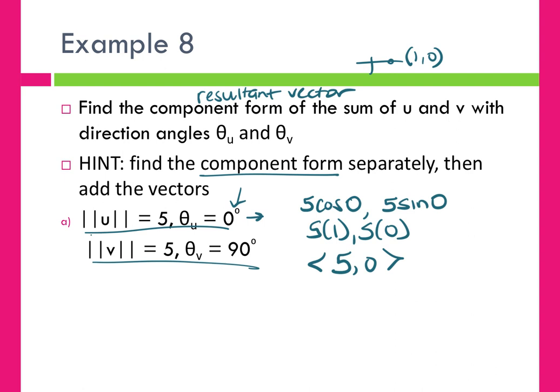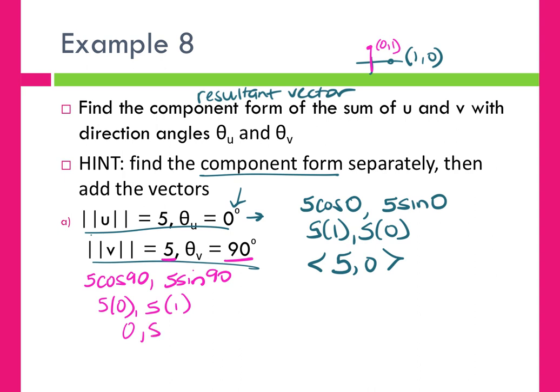Then we're going to find the component form of v. My magnitude's 5. My directional angle is 90 degrees. So I'm going to do 5 times the cosine of 90 and 5 times the sine of 90. And at 90 degrees, our coordinate point's 0, 1. So the cosine is 0 and the sine is 1. So 0, 5 is the component form of v. So this is u, this is v. If I want to add the two together, I simply add the x's and the y's, and I get a resultant component form of 5, 5.